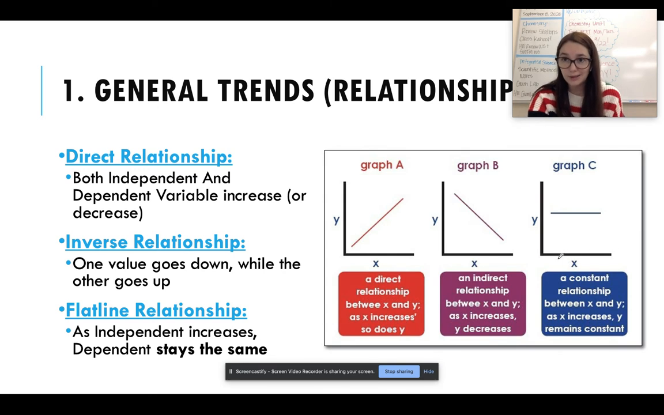See right here, my X has to increase, but my Y value is going to stay the same. It's not going to change. So I just have a flat line for that. You're never going to have your X stay the same, because that would make no sense. Like a line right here, you're not really measuring anything, because remember, X is changing. So we can't have the same value. So direct, together, inverse, opposite, flat line, Y is the same.